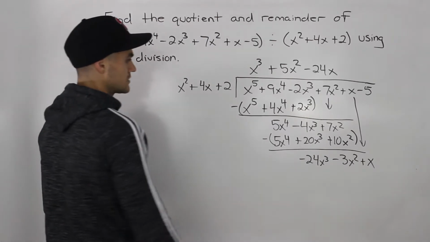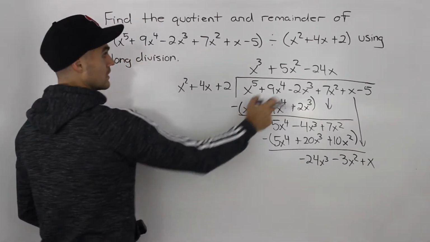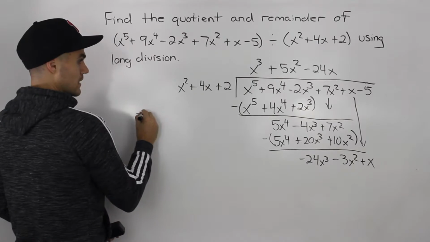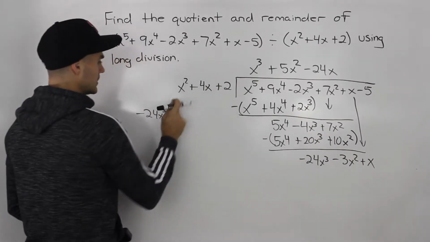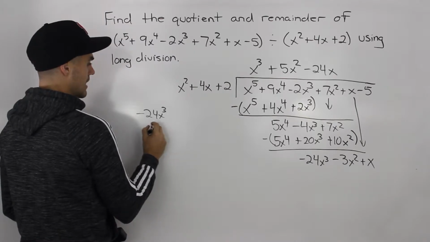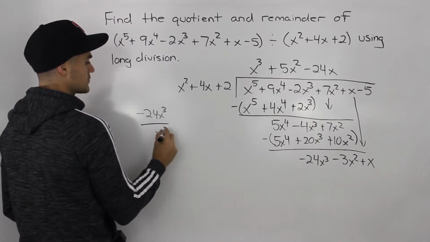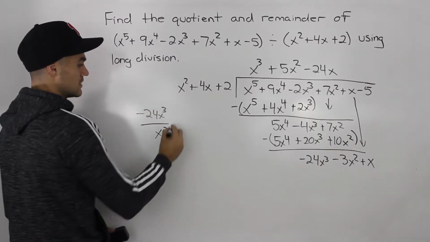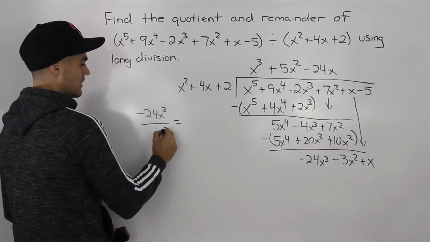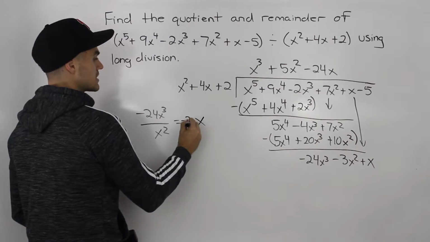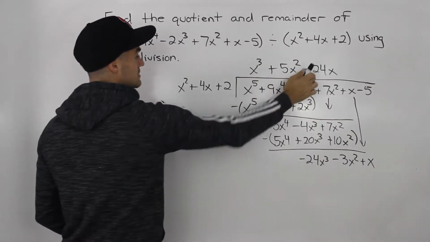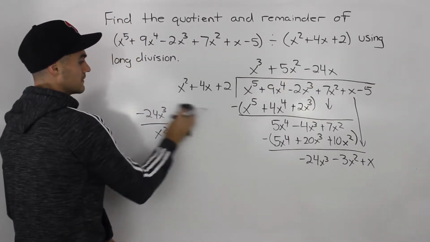times. Right, so the way I'm doing this, if you're wondering, I got negative 24x cubed here, and I'm figuring out how many times x squared goes into it. So I'm basically dividing those. So x cubed divided by x squared would just give us x, and then negative 24 stays. So we get negative 24x. That's how I'm getting that there.